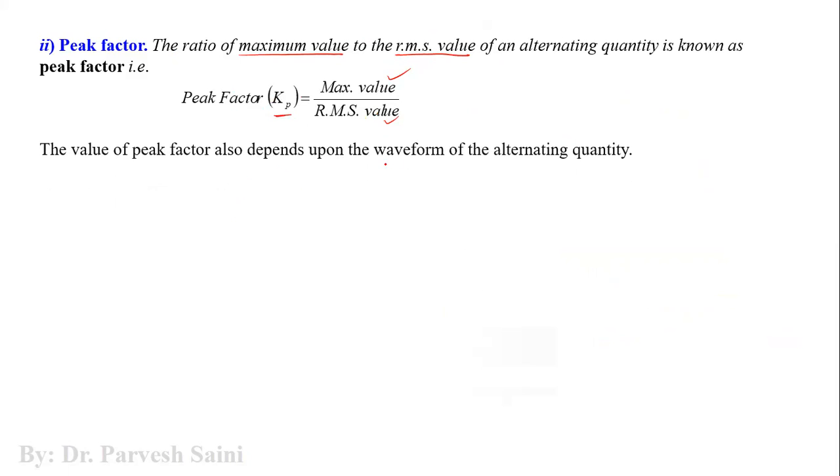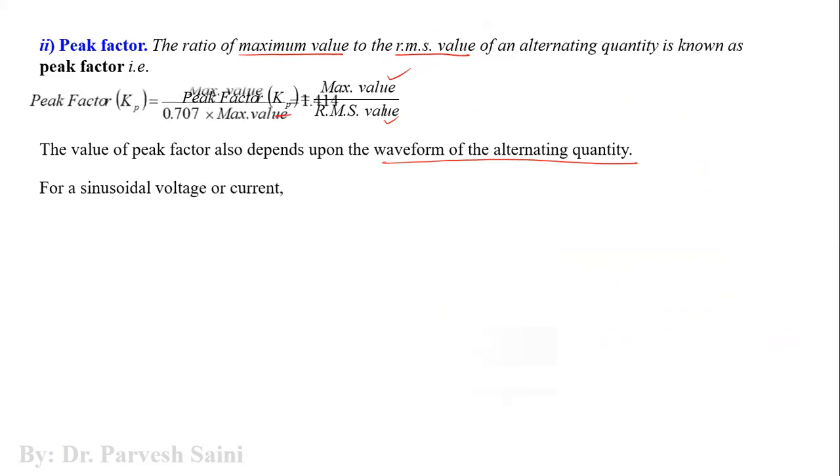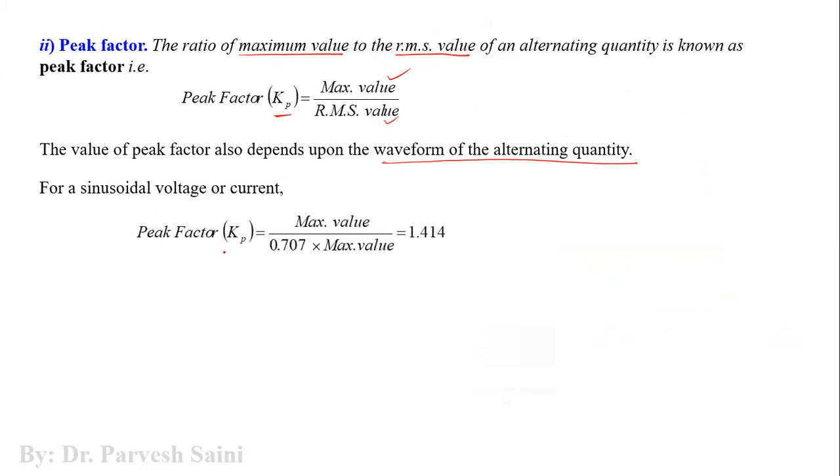Peak factor depends upon the waveform of the alternating quantity, like the form factor. Similarly, peak factor also depends upon the waveform of the alternating quantity. For any sinusoidal signal, the peak factor is given by the maximum value divided by 0.707, because RMS value is 0.707 of the maximum value in case of sine wave. In case of sine wave, right? Okay, so we have this.